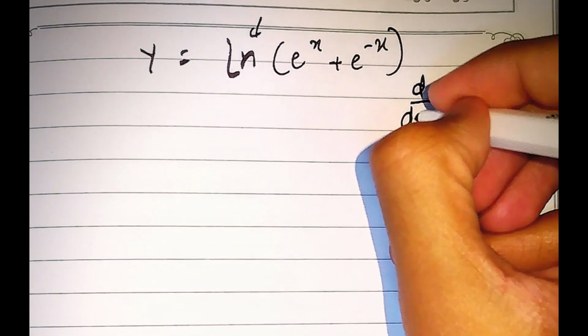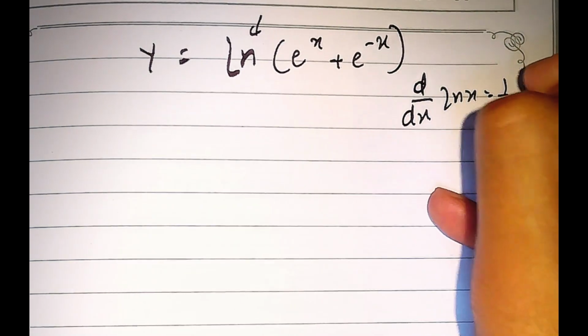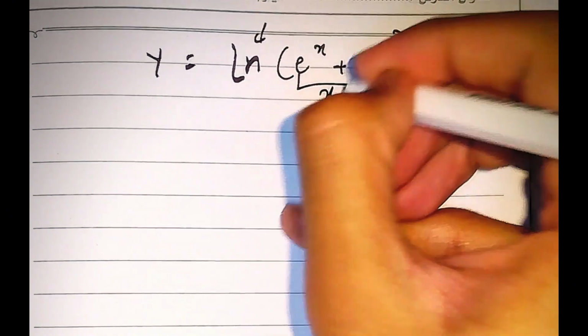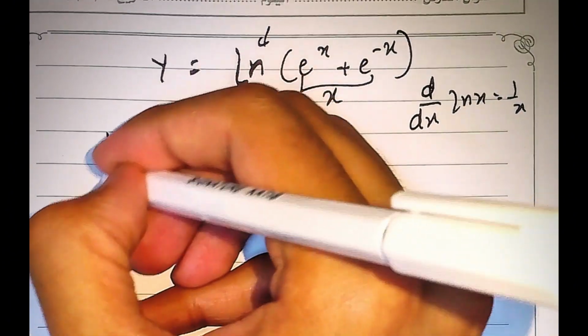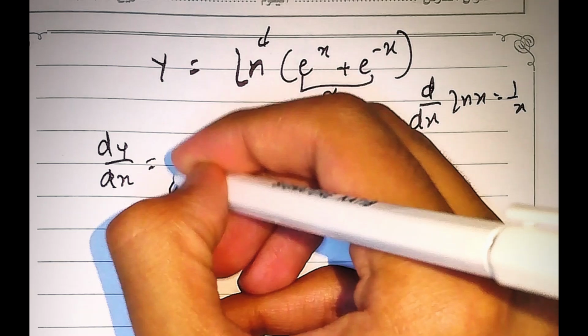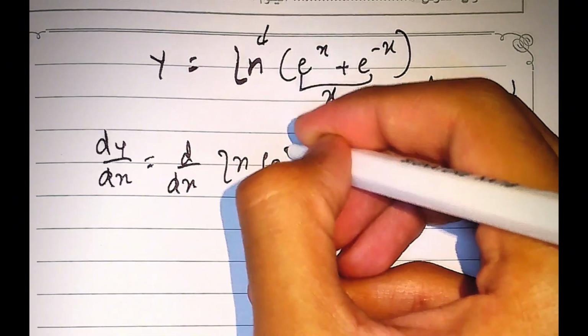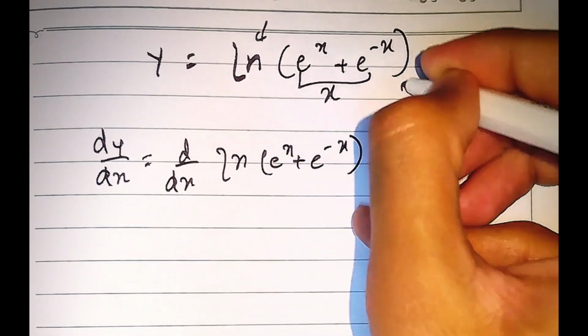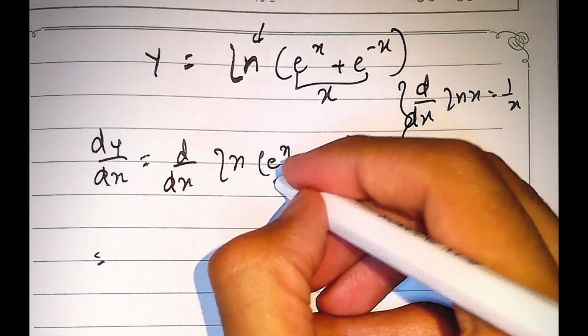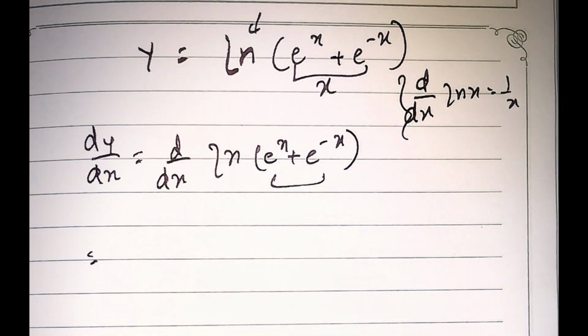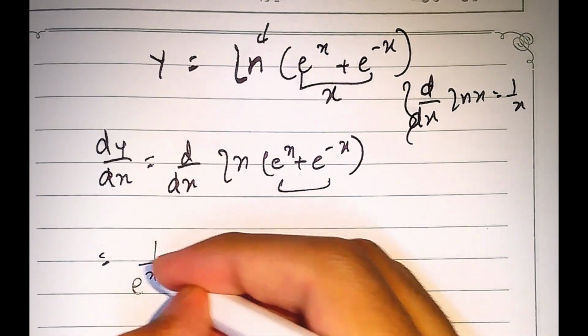So the derivative of log x is 1 divided by x. This thing right over here will be considered my x. So we can simply apply the differentials on both sides of the equation. d/dx of log of e^x plus e^(-x). Let me separate this thing. Our x is e^x plus e^(-x), so we can write 1 divided by e^x plus e^(-x).